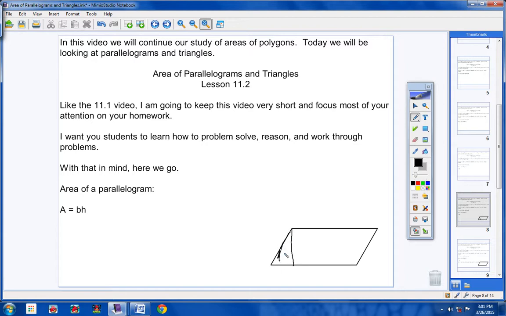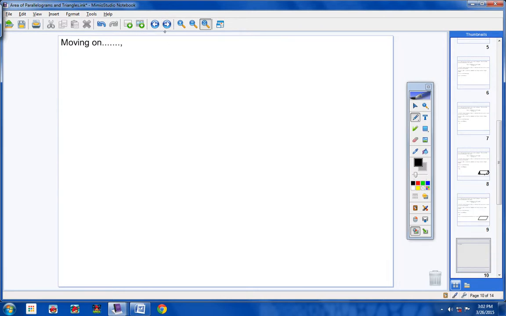If you cut this off right here, it fills in right over here. And your base is still 11, and your height would still be 4. So you have a rectangle that's 11 by 4, which is 44. So that's where we get that formula from, okay? Alright, moving on to the next formula. Moving on, area of a triangle. You should know this from middle school. 1/2 times base times height.